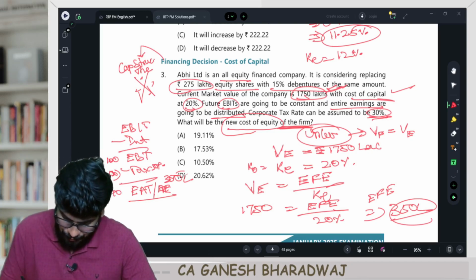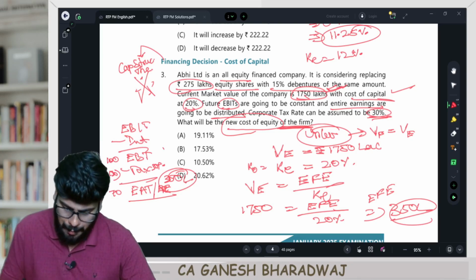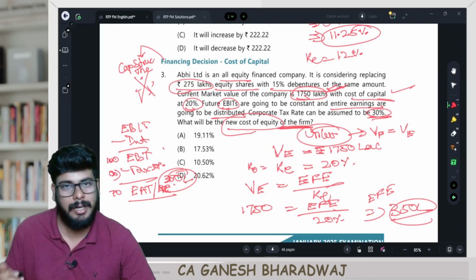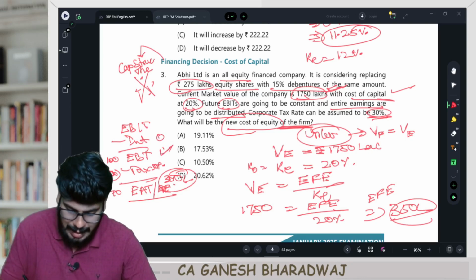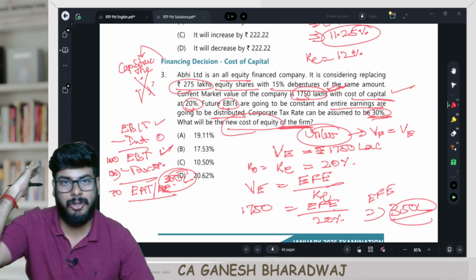So if my EFE is 350, how much should be my EBT? It's going to be 350 lakhs divided by 70 into 100. You can reverse work and calculate EBT. Since there is no interest, this EBT itself is equal to EBIT. Are you clear with this? I'm just giving you the approach to the solution.